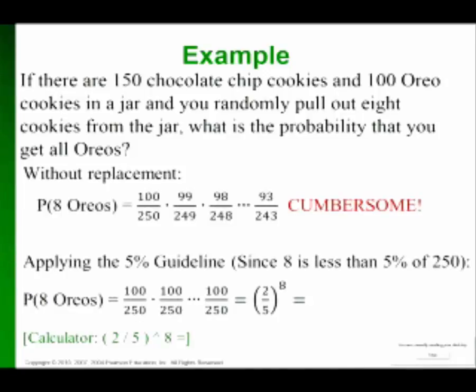And if I don't put that one back, the next draw, there are only 99 Oreos out of 249 cookies. And the next draw, there are only 98 Oreos out of 248 cookies. Multiplying these 8 fractions would be cumbersome. Especially if I didn't have a calculator, it'd be horrendous.